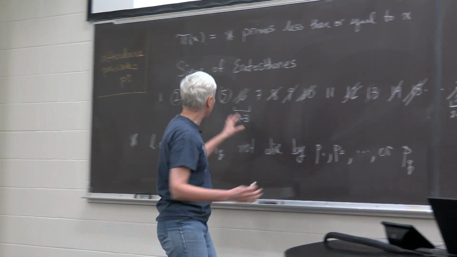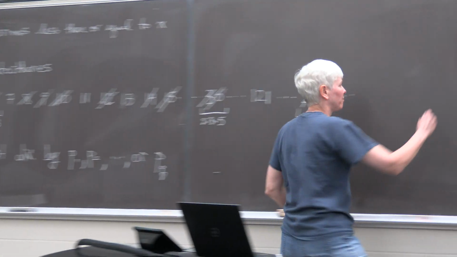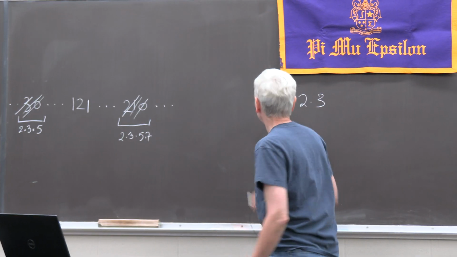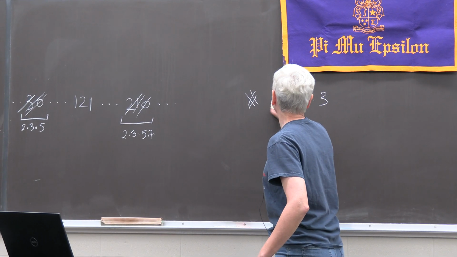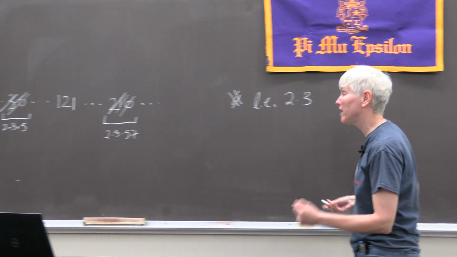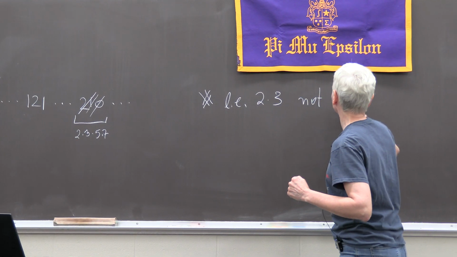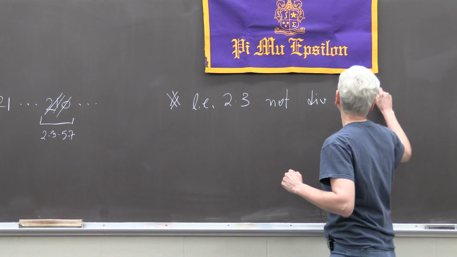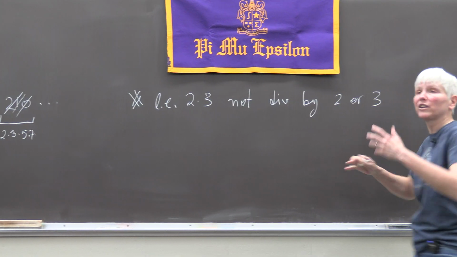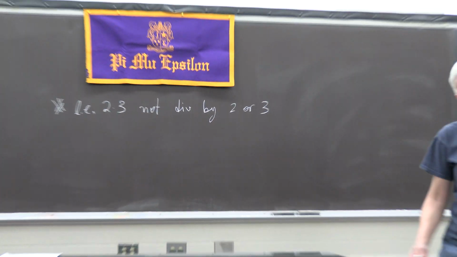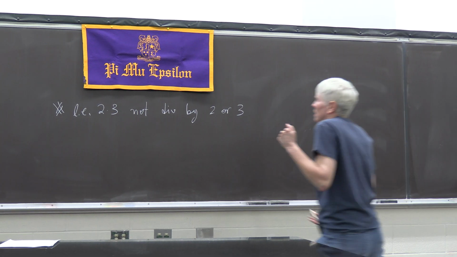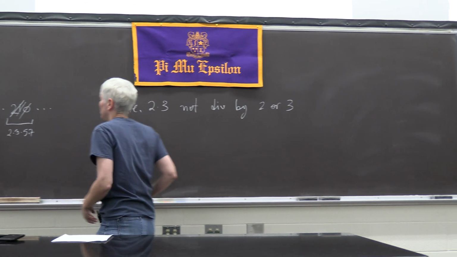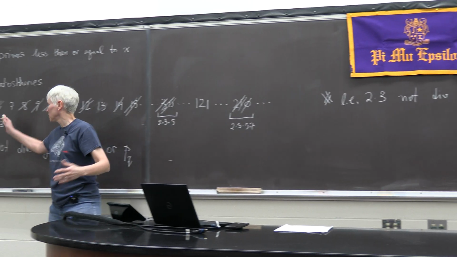So I said, all right, I'm going to look at 2 times 3. And I want to know the number of numbers less than or equal to 2 times 3 that are not divisible by 2 or 3. And you say, well, you can just count them. Right, but I want to look for patterns, right? So how many numbers are less than 6? Well, less than or equal to 6.